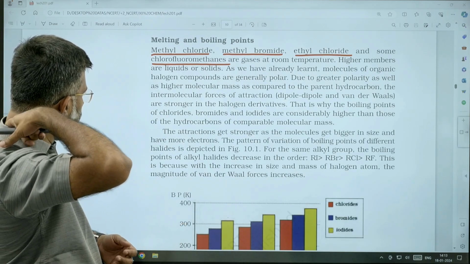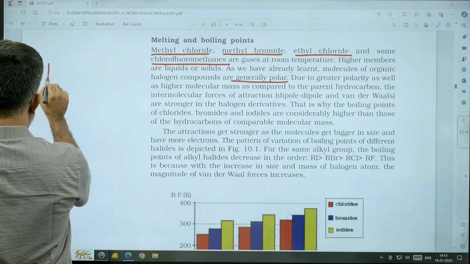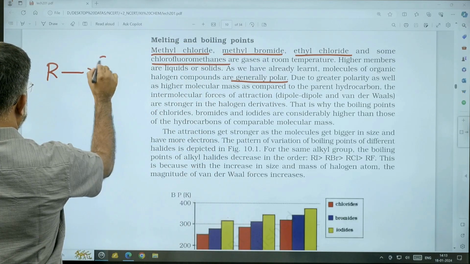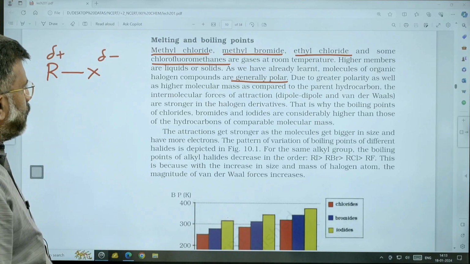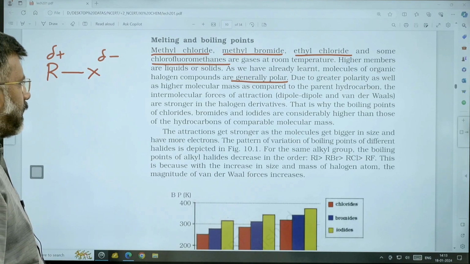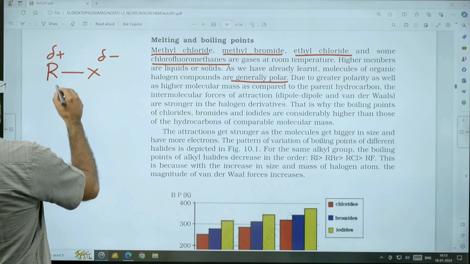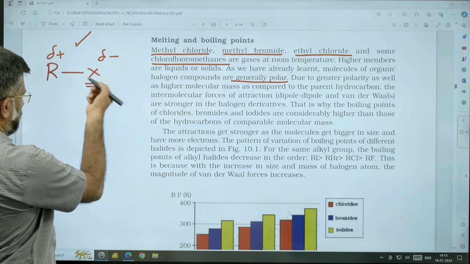Molecules of organic halogens are generally polar in nature. We have discussed that in R-X, there is delta minus and delta plus. There is a polarity. Due to greater polarity as well as higher molecular mass as compared to the parent hydrocarbon. Greater polarity due to the R-X bond. Higher molar mass due to X.